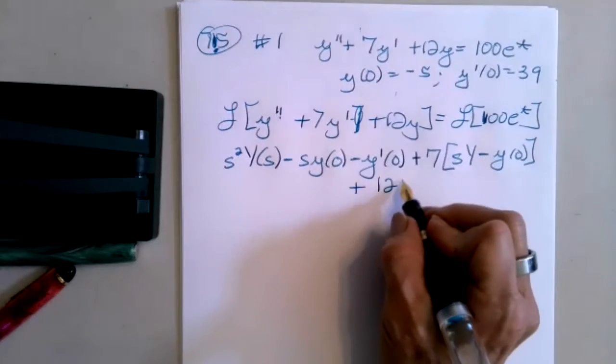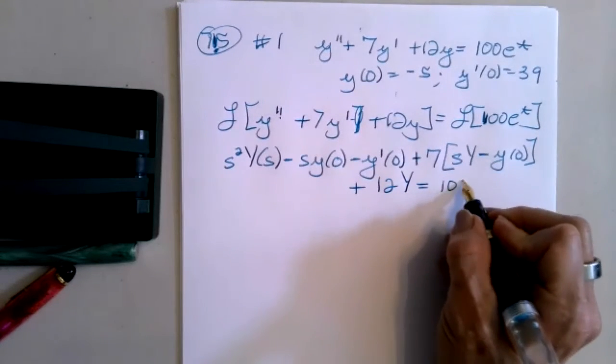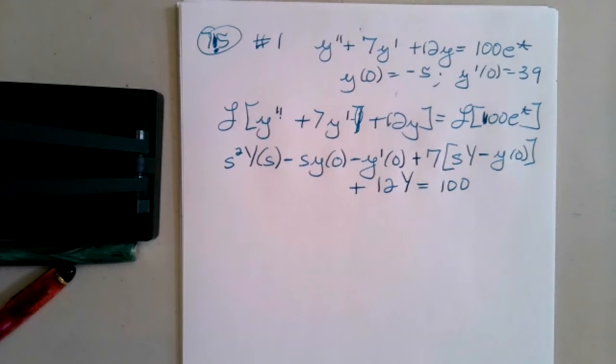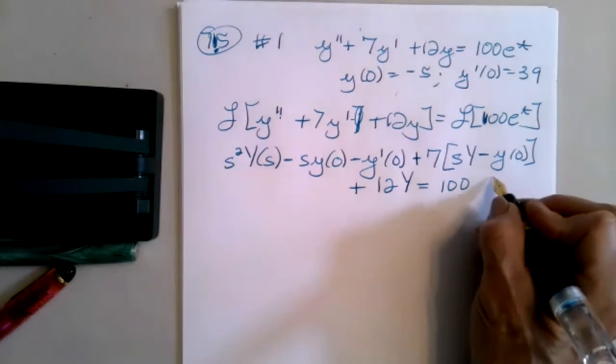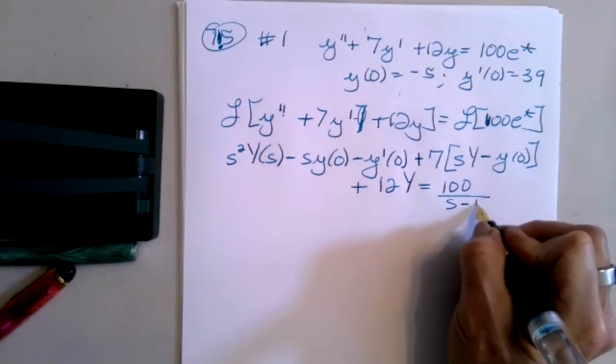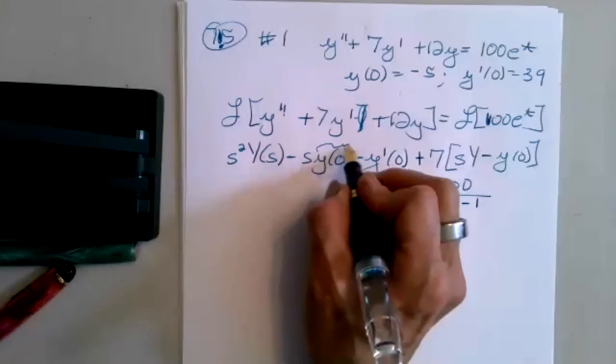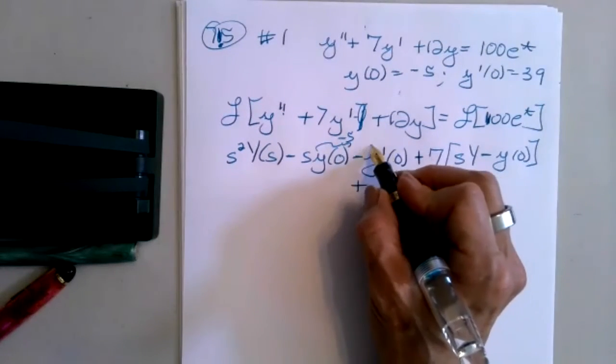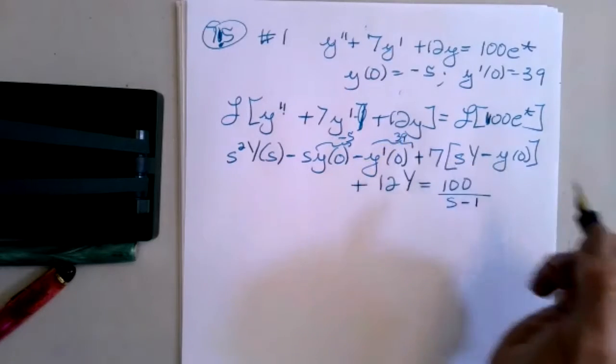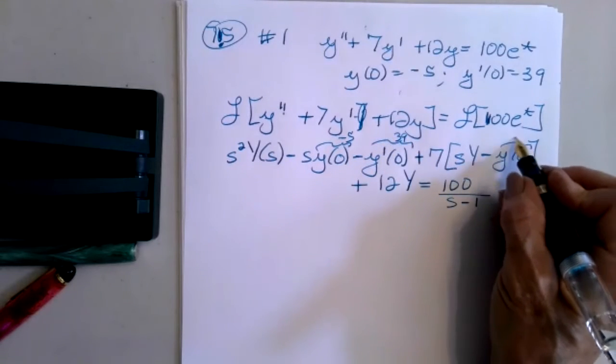And then we have plus 12 times capital Y is equal to 100 times the Laplace transform of e to the t, which I don't have that chart in front of me, and I hate to flip back, but here I have it. The Laplace transform of e to the t is 1 over s minus 1. Now you plug in your initial values. This one is minus 5. Here you have 39. This one is minus 5.